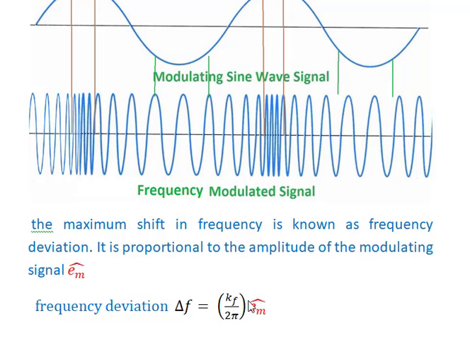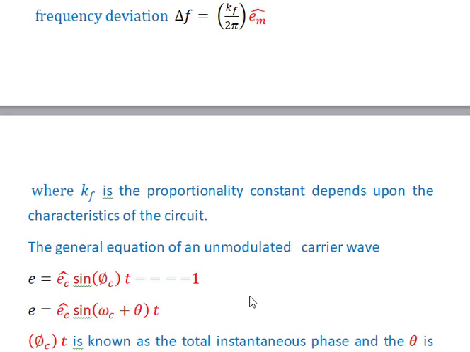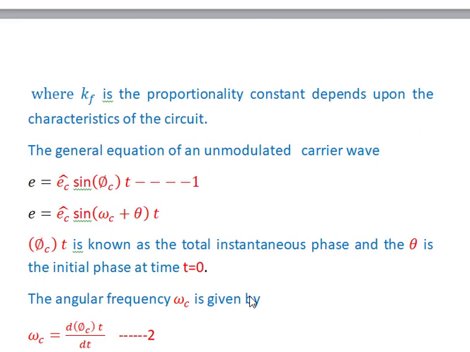So the maximum shift in frequency is known as frequency deviation. It is proportional to Em cap, and the frequency deviation delta F is equal to kf by 2 pi into Em cap, where kf is the proportionality constant. It depends upon the characteristics of the circuit used to generate frequency modulation.